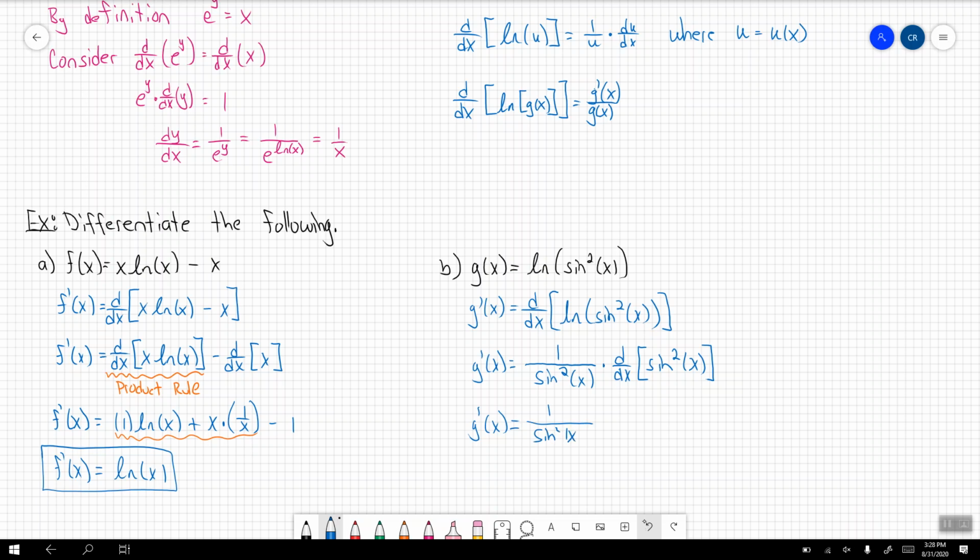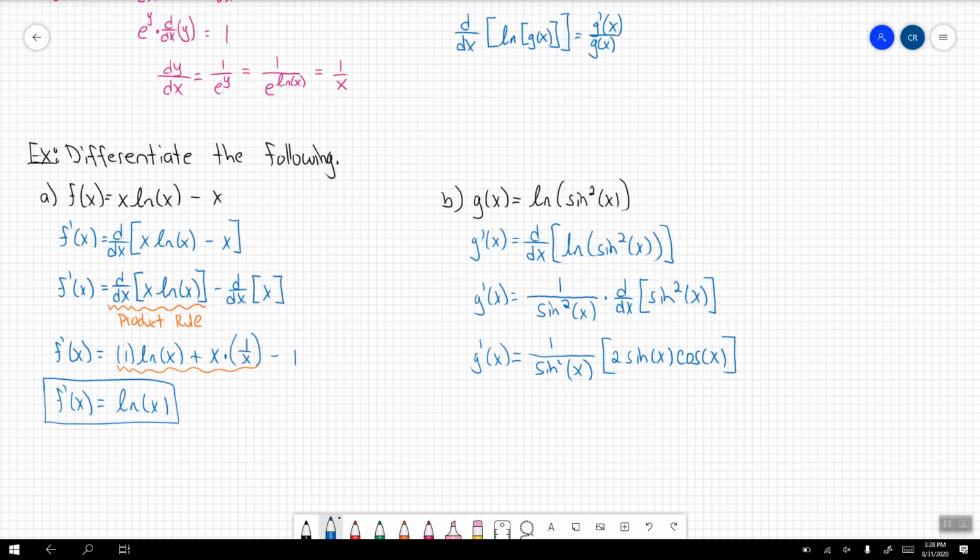So the derivative of sine squared of x is now going to be 2 times sine of x times cosine of x. Again, this uses the chain rule, and we must use that chain rule to work with this. Okay, there we are.